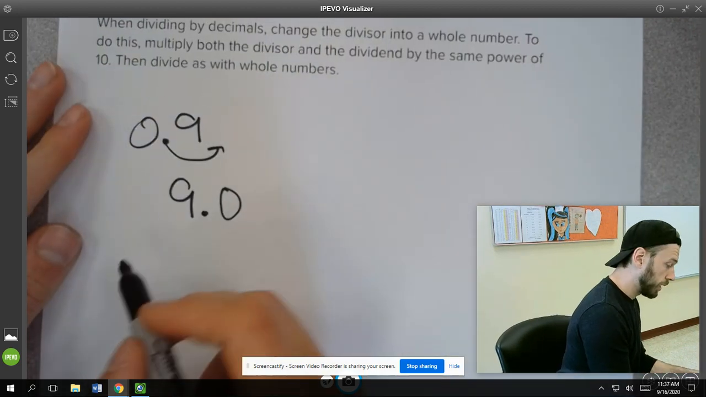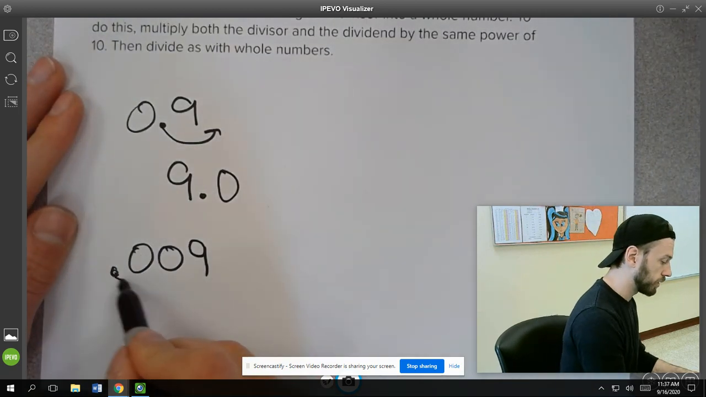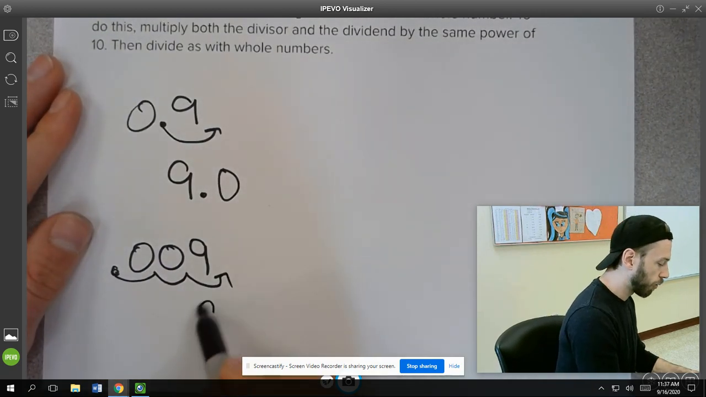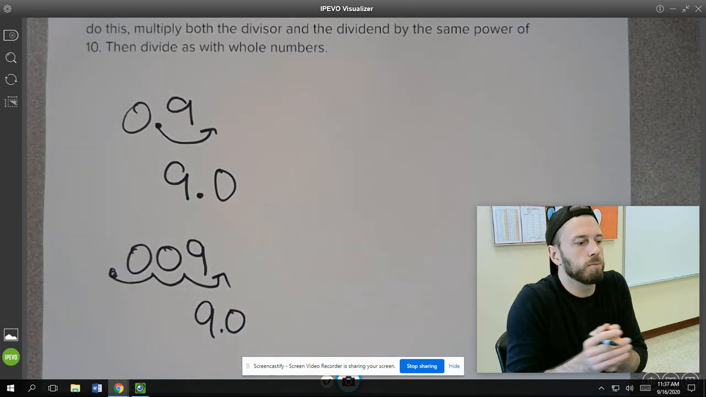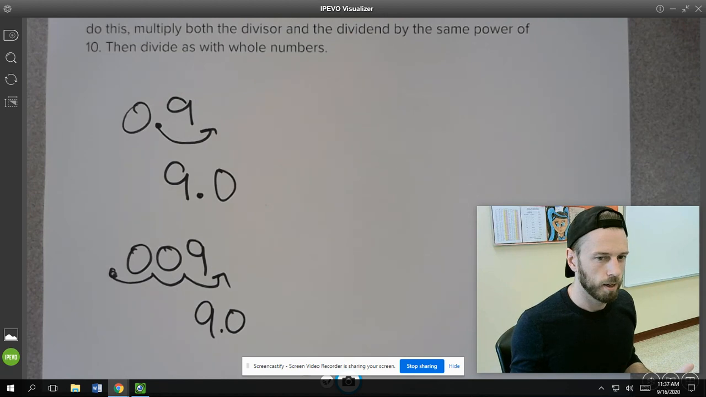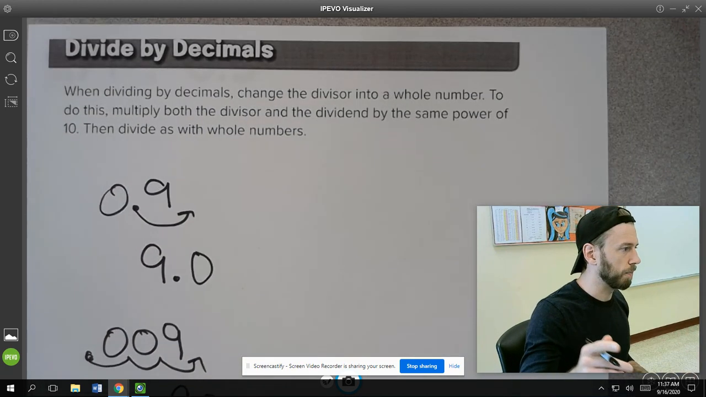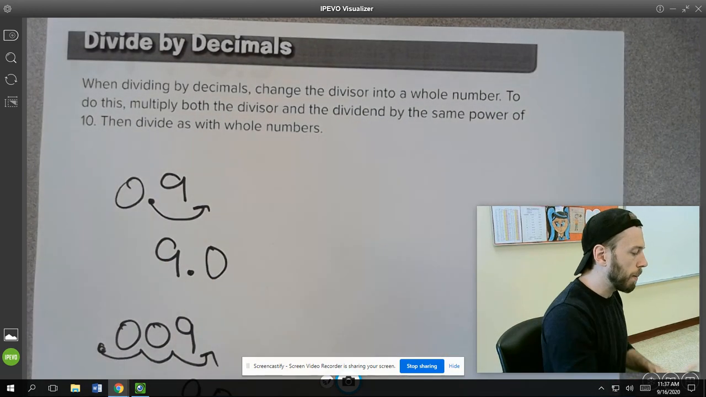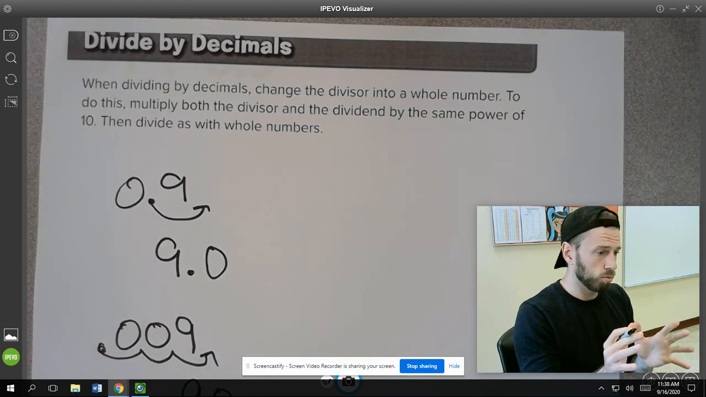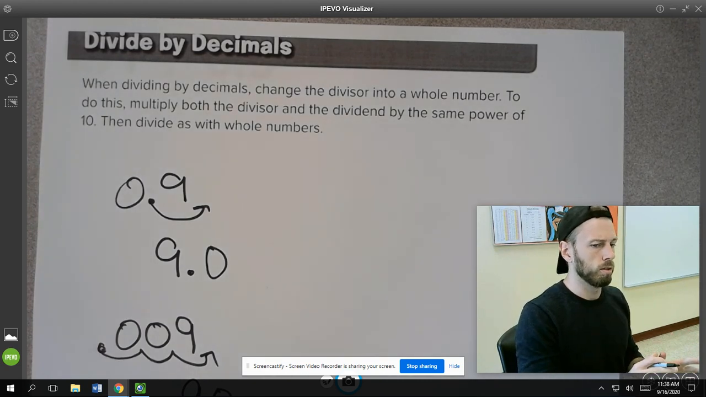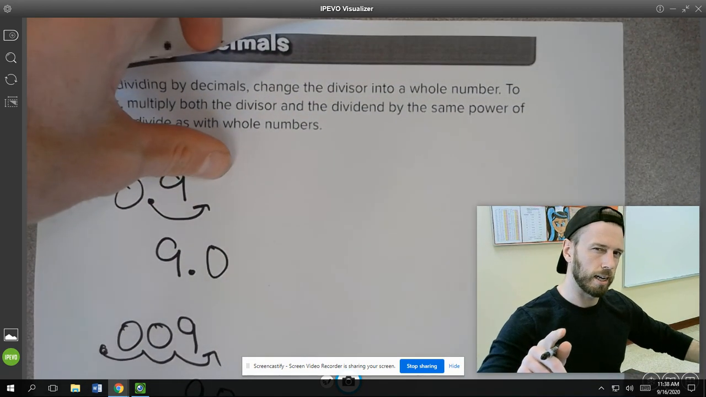In this case, if it was, say, 0.009, something like that, you would have to move it over, obviously, 1, 2, 3 places all the way over for it to become 9 as well. But the idea is you can move that decimal over to turn it into a whole number. Now that does actually change the number, which poses a problem. And we'll get to that in just a second. To do this, you multiply both the divisor and dividend with the same power of 10. So essentially, whatever you do to your divisor, you have to also do to the dividend. So let's see what that looks like.